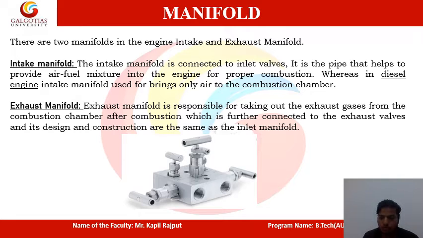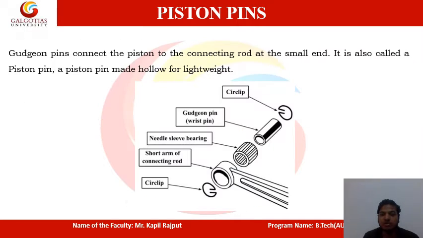So the intake manifold is used to transmit the air plus fuel into the combustion chamber for a petrol engine, and in the case of a diesel engine, it is used to transmit the air only, and the diesel will be sprayed during the power stroke through the injector. Now coming to the exhaust manifold, it is responsible for taking out the exhaust gases from the combustion chamber after combustion. It is connected to the exhaust valves, and it is designed and constructed the same as the inlet manifold. In the exhaust manifold, the exhaust gases move out of the combustion chamber.